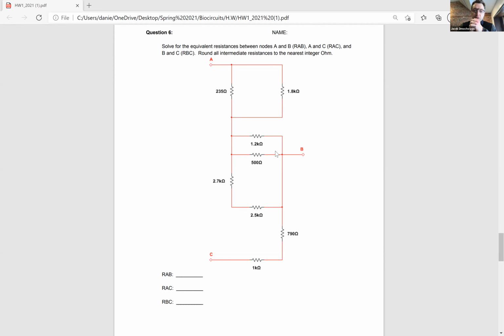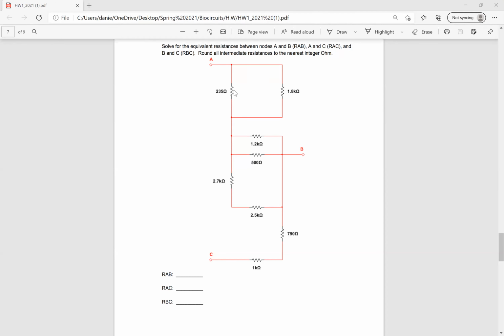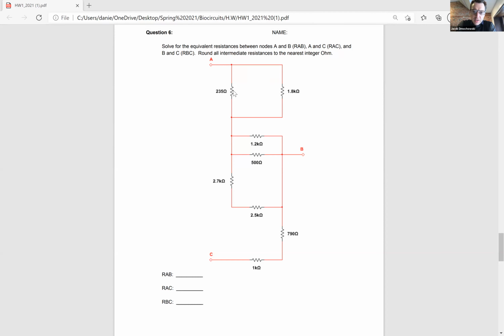For example, every path from A to B will traverse the parallel combination of the 235 and the 1.8 kilo, right? There's no way of getting from A to B without going through one of those. Agreed? So how are those two resistors connected to each other? They are in parallel, so we add them. Exactly. So to make your life easier, you should just redraw the circuit with those two combined into a single resistor.